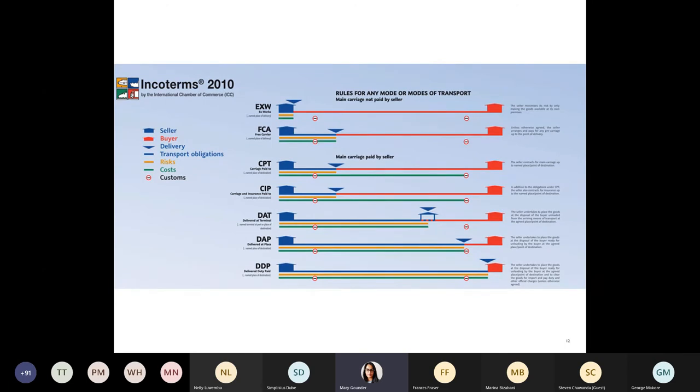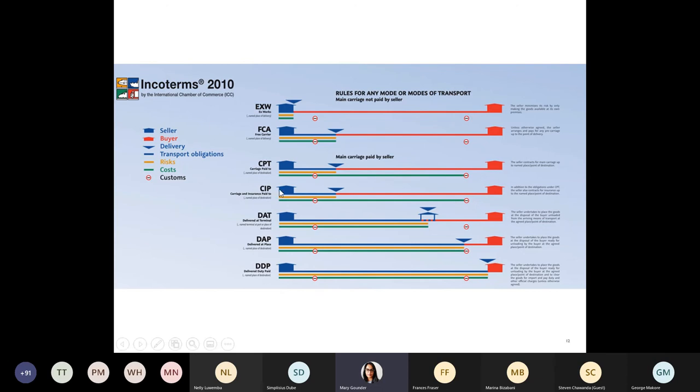And you will actually have to pay for any other things. Make sure that you've got all the right documents in place to move that cargo. From the moment that it's at the first carrier, whether it's in the warehouse or whatever point you have stipulated with the buyer, then it's the buyer's responsibility.